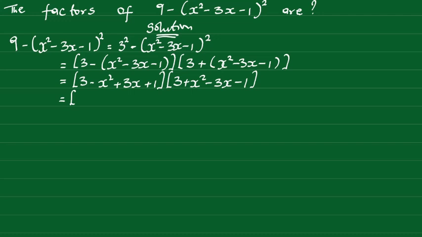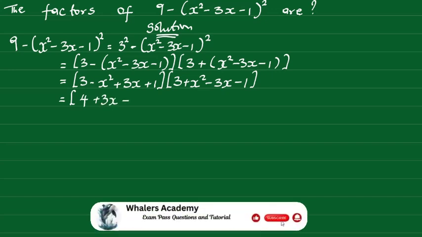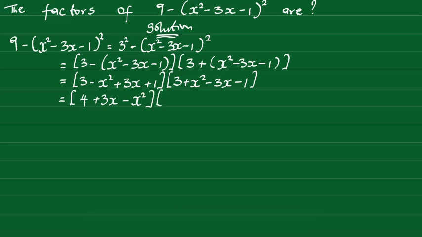From our first bracket, we have that 3 plus 1, they're like terms. We end up having 4. So from the first bracket, we have 4 plus 3x minus x squared, bracket close, bracket open. We have 3 and a minus 1 here as like terms. 3 minus 1 will give us 2. So we have x squared minus 3x plus 2, bracket close. Now, we factorize each bracket separately.